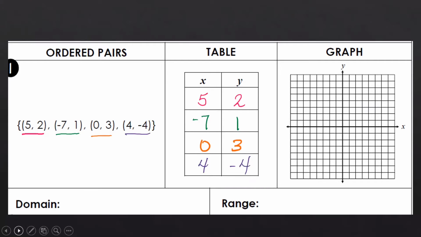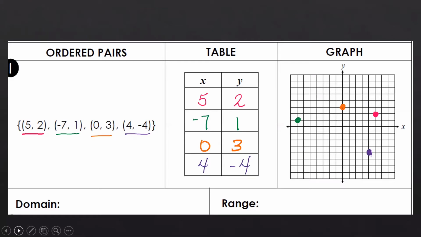I can then take this and put this on a graph. I'd go to the right 5 and up 2 because they were both positive. My next one, I'd go left 7 and up 1. Now my 0, 3, I'm not going to go left or right. I'm just going to go up 3. And finally, my last ordered pair, I'm going to go right 4 and then down 4.